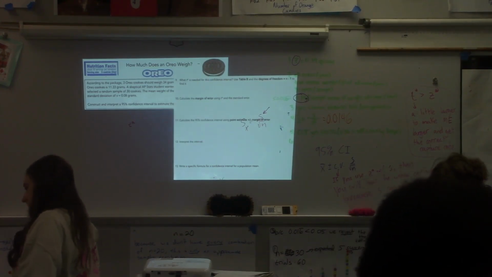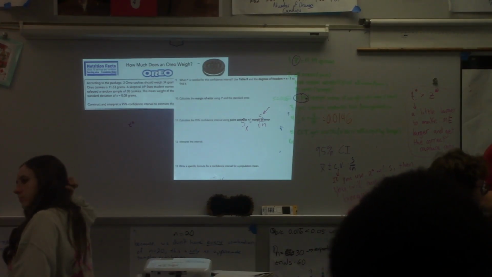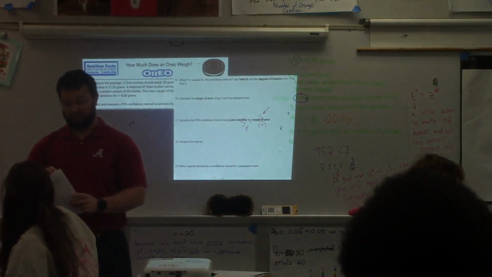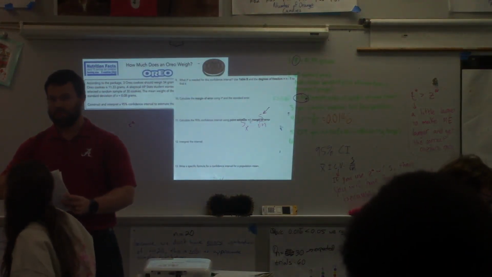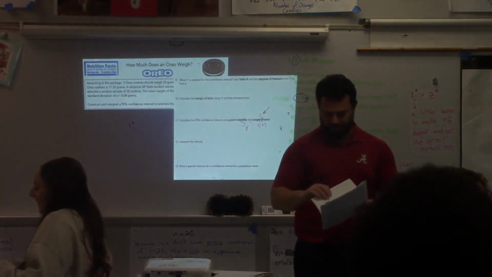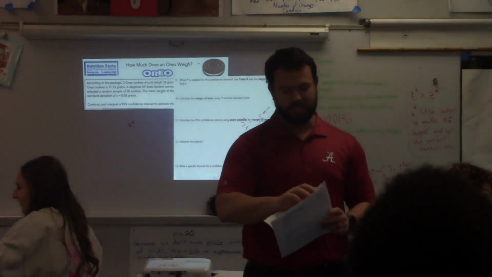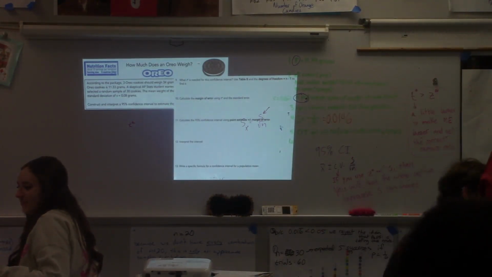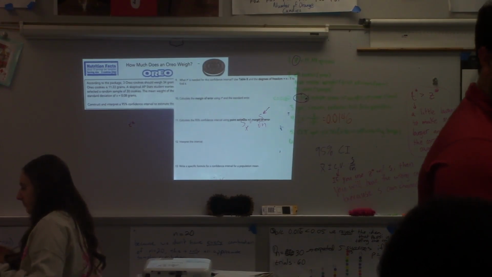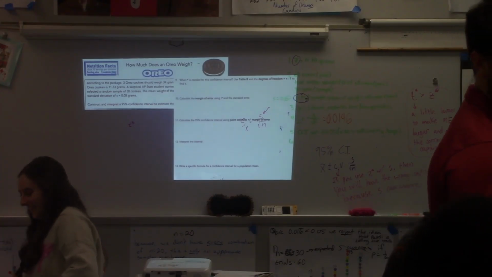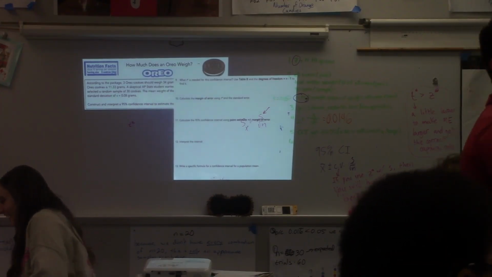What type of table was this, or what type of distribution was it? Z stars? Nope, it's not a normal table. What's it start with? Don't spoil. T. Look at it, what's it say at the top? Confidence level, distribution of critical value. Table B, which says T distribution. Can you make sure everyone gets one of these?